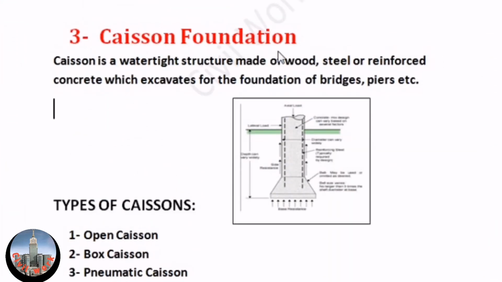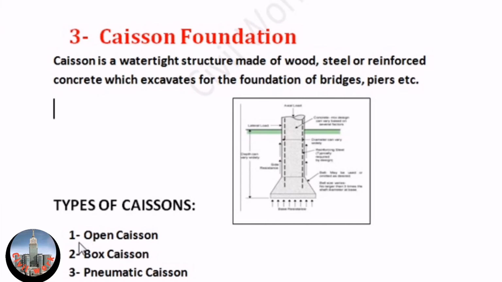Number 3. Caisson foundation. Caisson is a watertight structure made of wood, steel, or reinforced concrete, which is excavated for the foundation of bridge piers, etc.